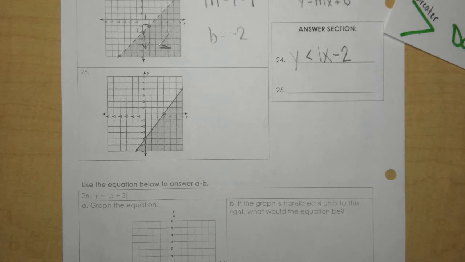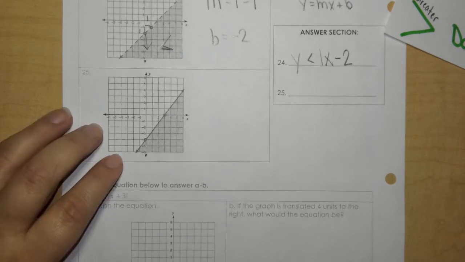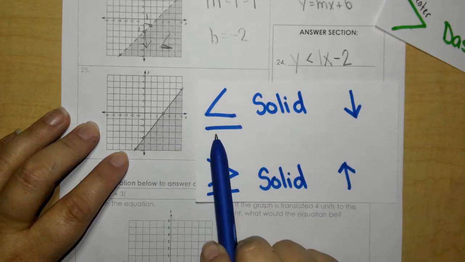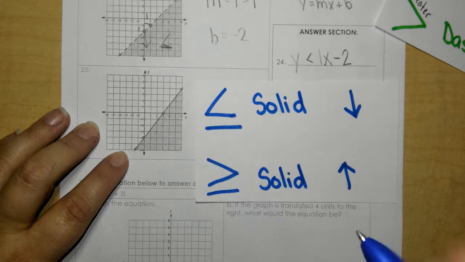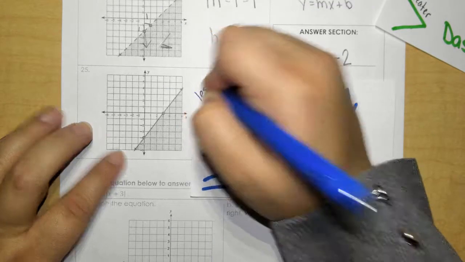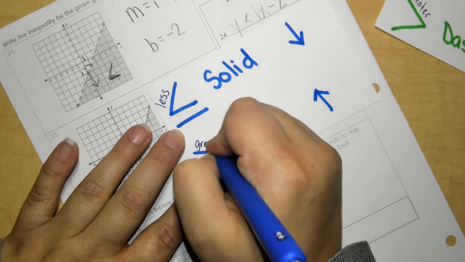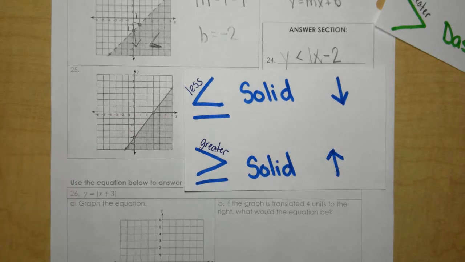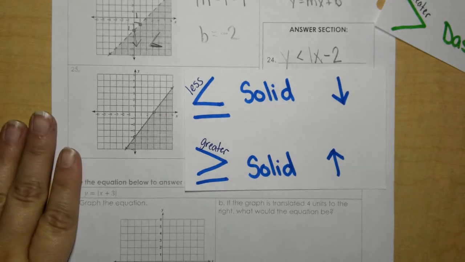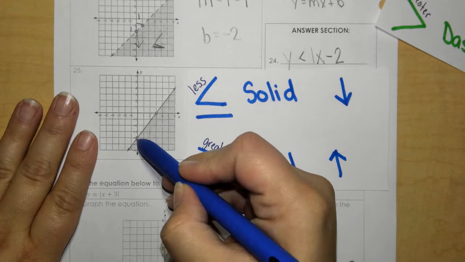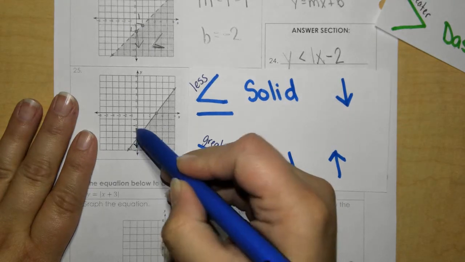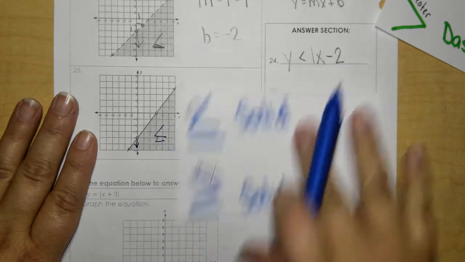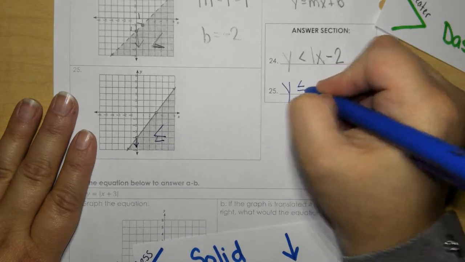So in 25, we see we have a solid line, okay? A solid line means that we have to have the little line here, the equal to part. So again, this is less, and this is greater. And we have to decide, are we less or are we greater? The line is shaded below, so this is down. So that's less, and because we have a solid line, we have the equal to part. So we know we're going to have y is less than or equal to.